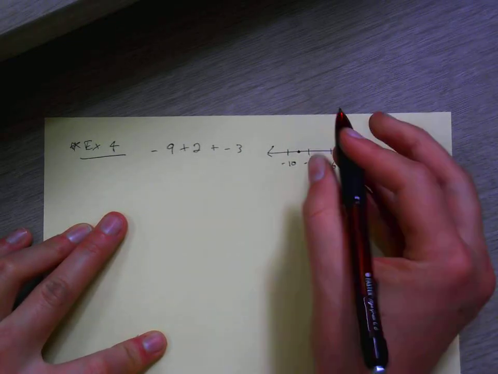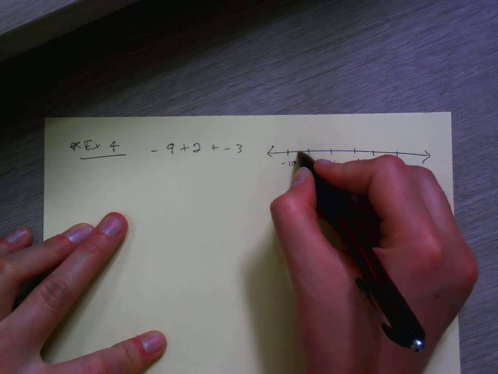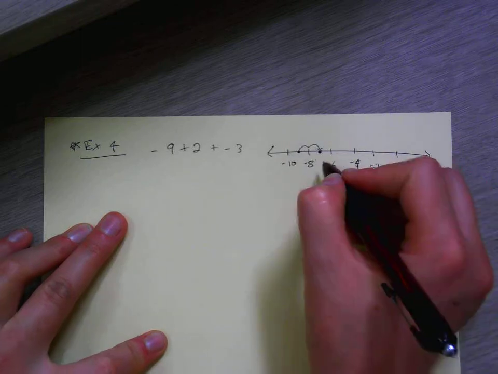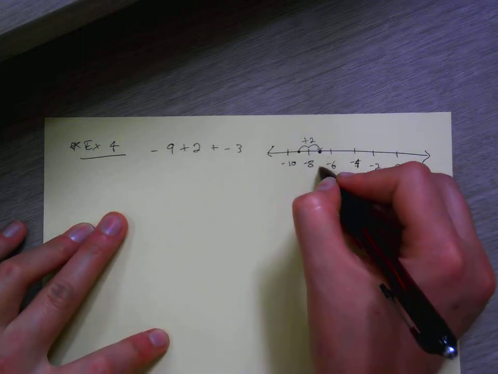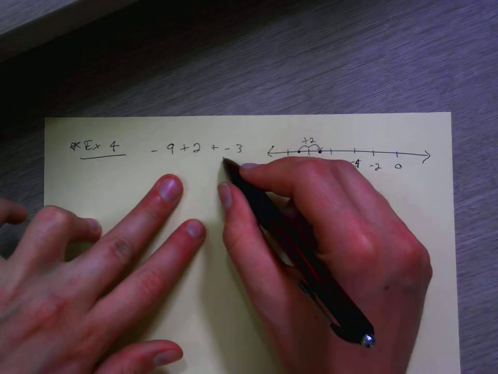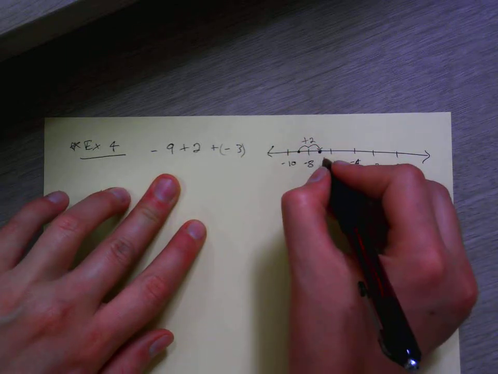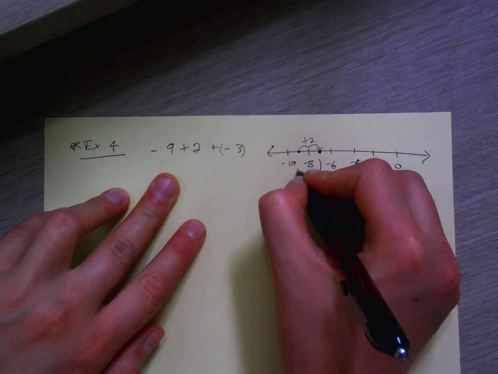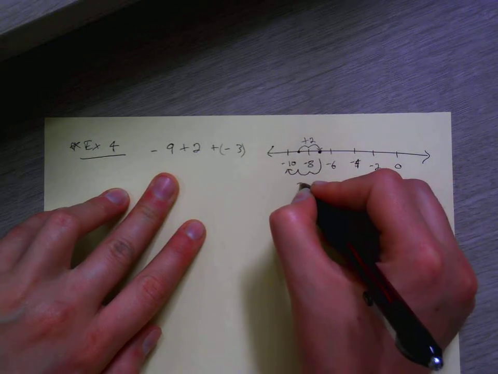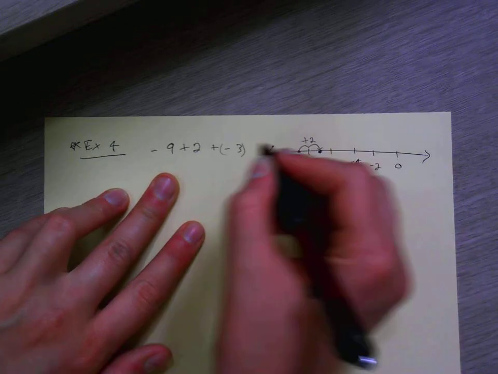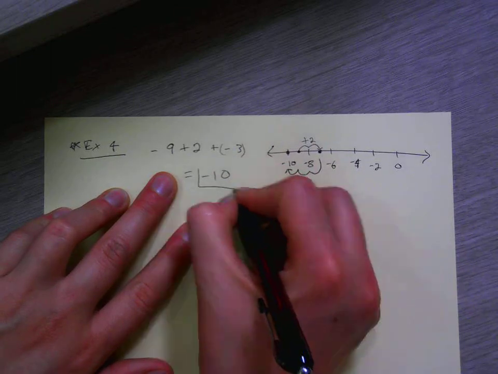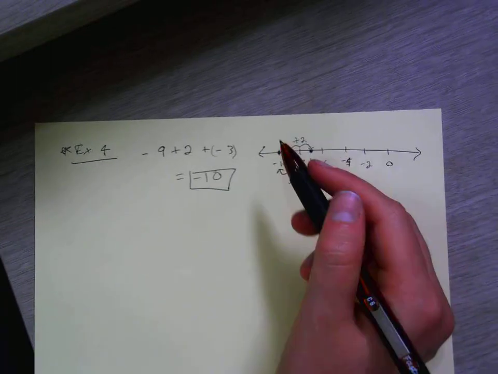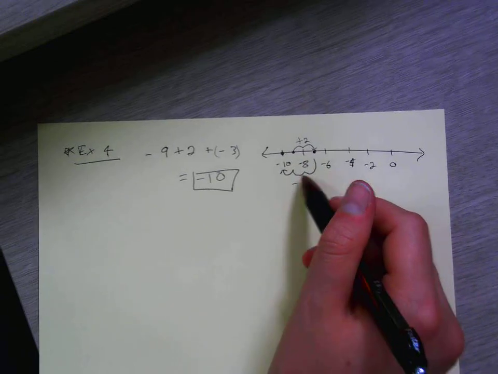And then we're going to go positive 2, so 1, 2, which makes us arrive at -7. And then we are going to go back 3. So 1, 2, 3, minus 3. And that ends up at -10. So our total answer is -10. Okay? That is how you do it. You go forwards for positive, backwards for negative.